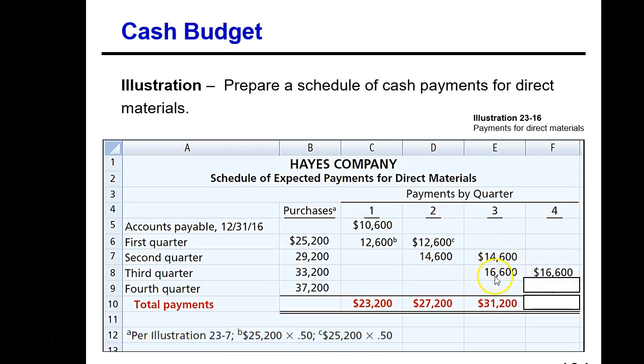So this is showing the actual payments we're going to make for the purchases made each quarter. And again, for our fourth quarter purchase, we'll pay half in the fourth quarter of this year. The other half will not be paid until the first quarter of the upcoming year. So now this is showing the actual payments we're going to make each quarter for the material that was purchased. And we're also going to pay this $10,600 that we owed last year from our material purchase.